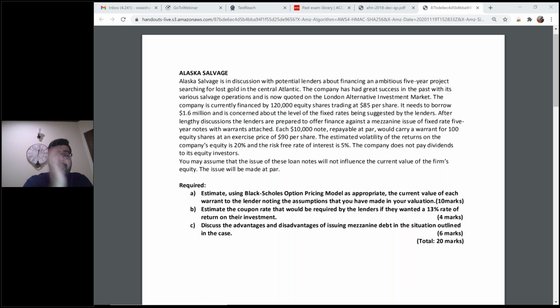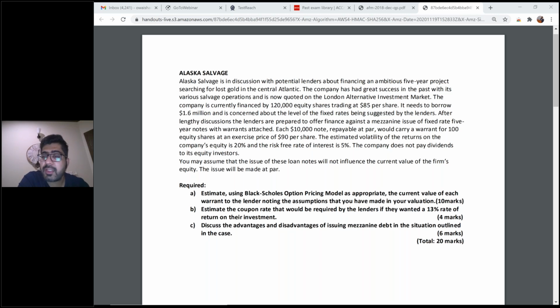Each 10,000 note repayable at par would carry a warrant for 100 equity shares at an exercise price of 90 per share. The estimated volatility of the returns on the company's equity is 20% and the risk-free rate of interest is 5%. The company does not pay dividends to its equity investors. You may assume that the issue of loan notes will not influence the current value of the firm's equity. The issues will be made at par. Now, estimate using a Black-Scholes option pricing model the current value of each warrant to the lender, noting the assumptions that you make in your valuation.